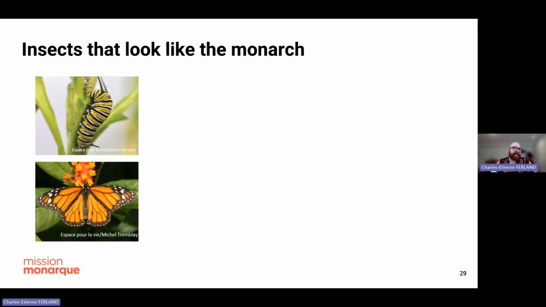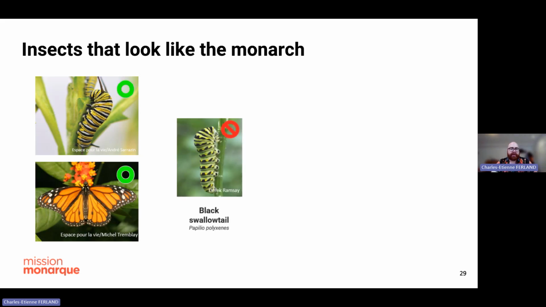Let's go over some insects that looked like the monarch. So on the left, you have the monarch caterpillar and the adult. Sometimes people confuse the black swallowtail with the monarch caterpillar. However, they're not the same color. The swallowtail does not have the filaments which the monarch have. And the black swallowtail is not found on milkweed, and the monarch caterpillar will usually be found on milkweed.